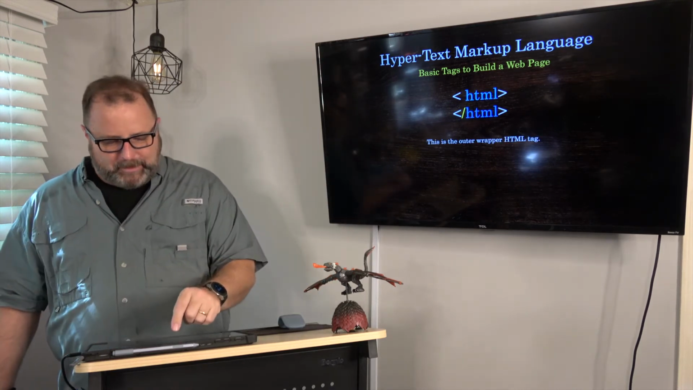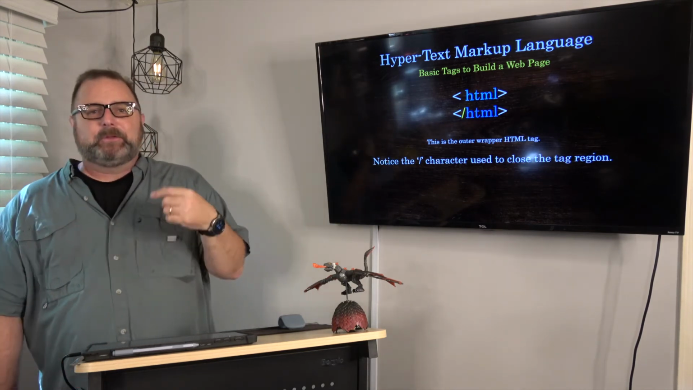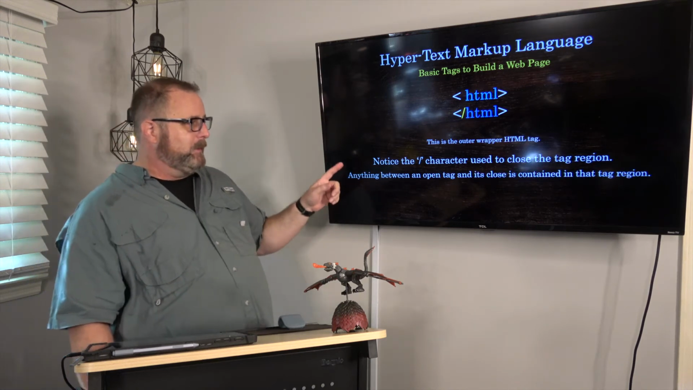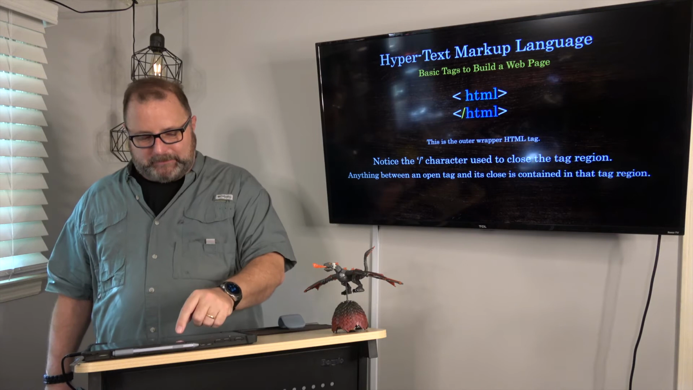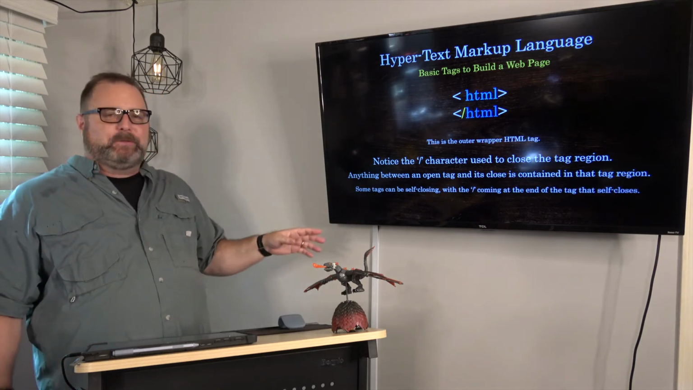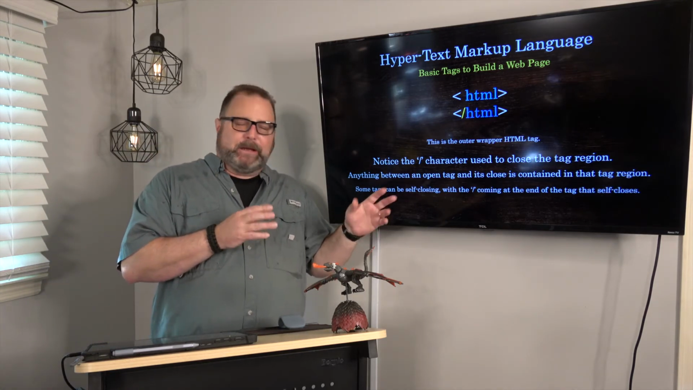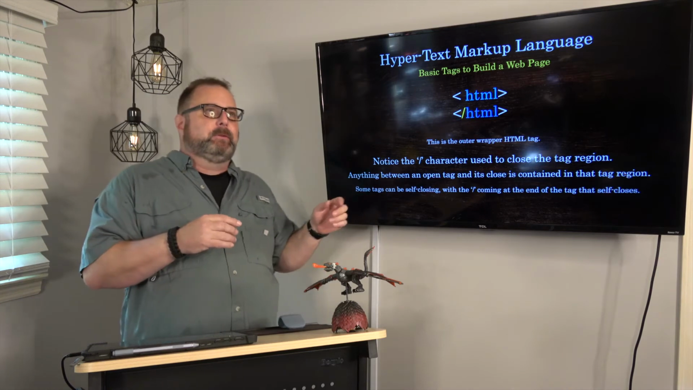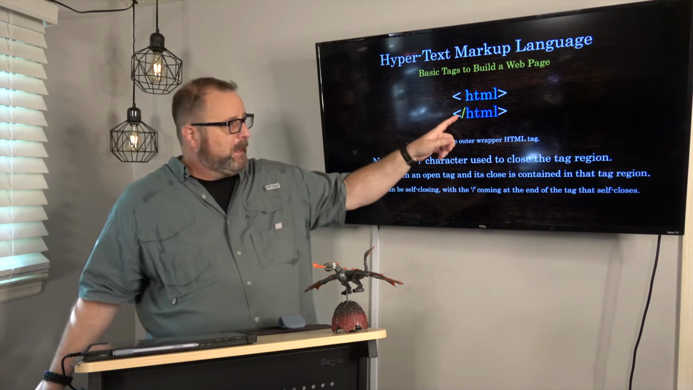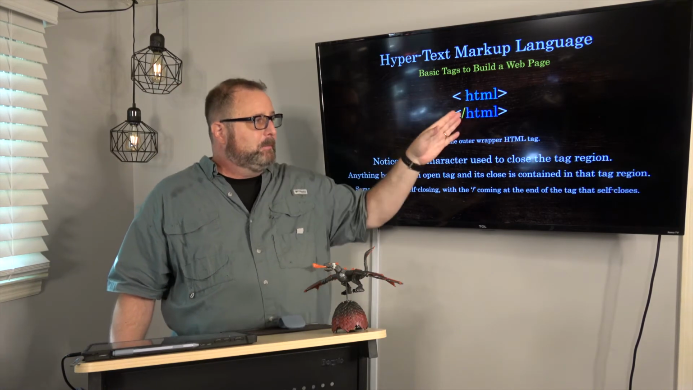So this is the outer wrapper, and again, notice the slash is the closing of that tag. Anything in between the open and the close is contained in that tag's region. Now, there are also some tags that are self-closing. In particular, there's an image tag, and then there's the line break, BR space slash. And what happens is, with the slash in a self-closing tag, you won't have two of them. You'll just have this one, maybe some attributes.